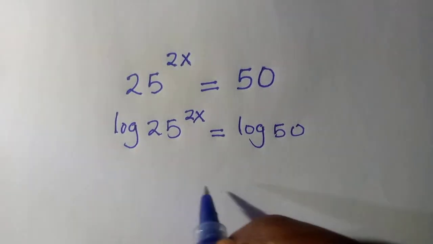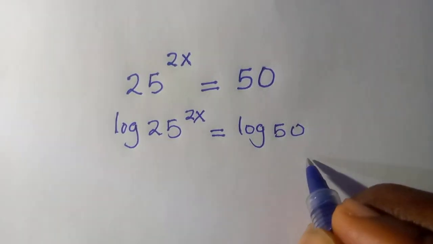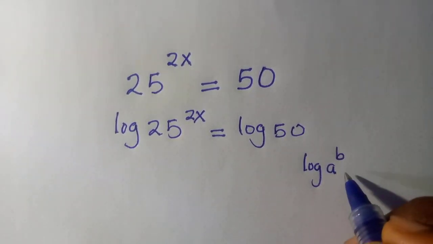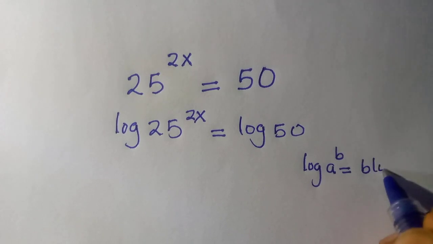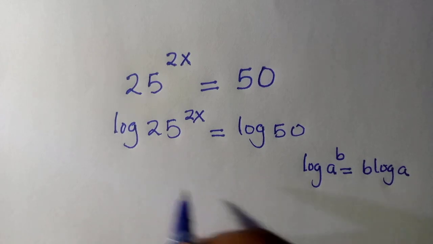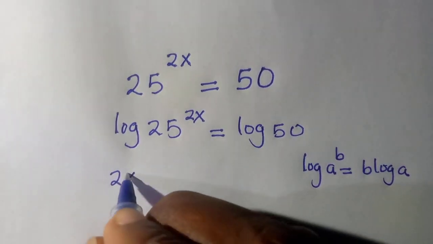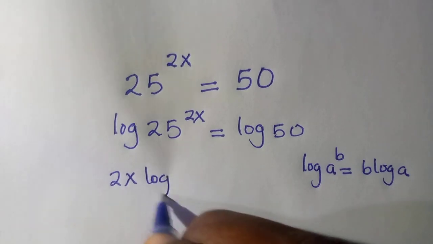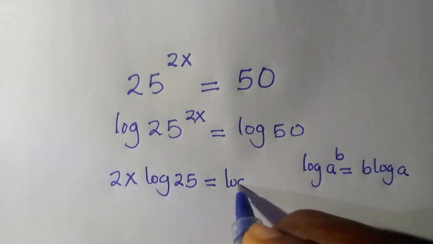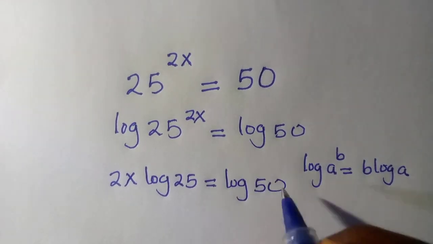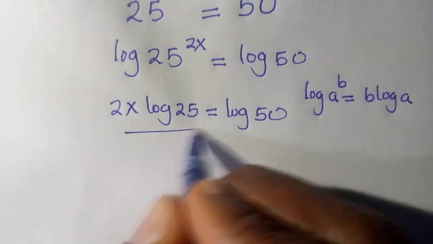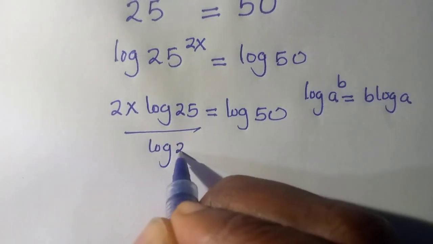Here, by considering this law, let's say we have log a to the power of b, it equals b log a. We apply it so that we have 2x log 25 equals log 50. Next, we divide both sides by log 25.